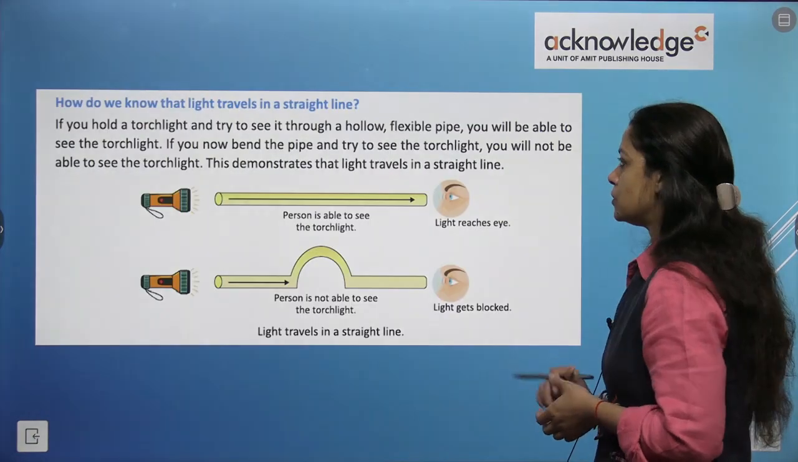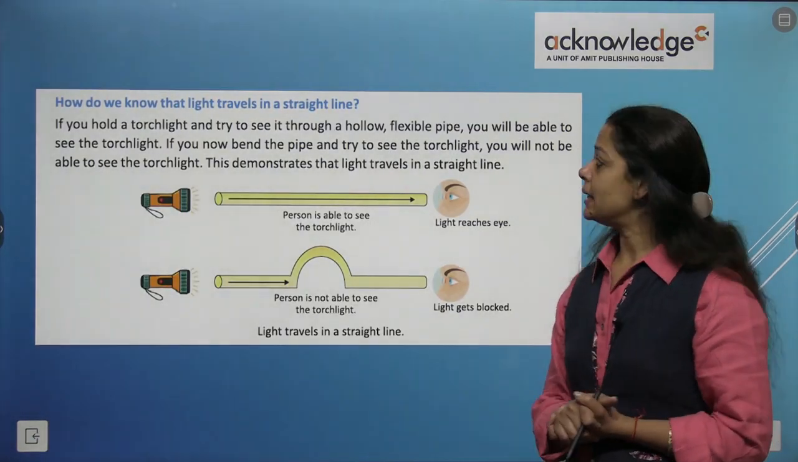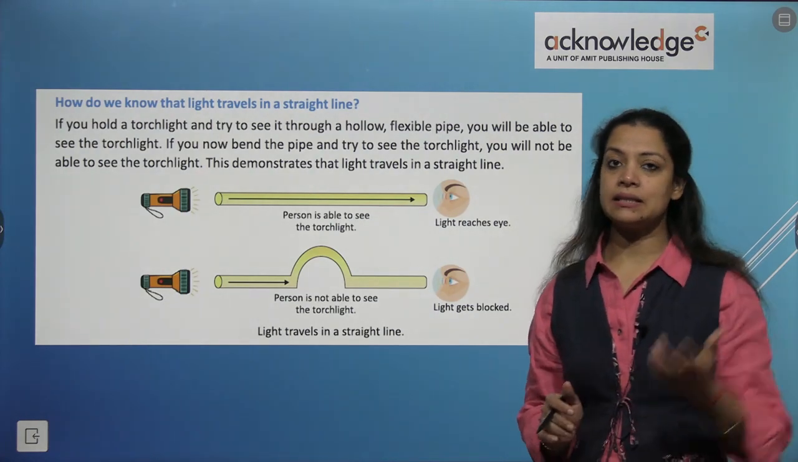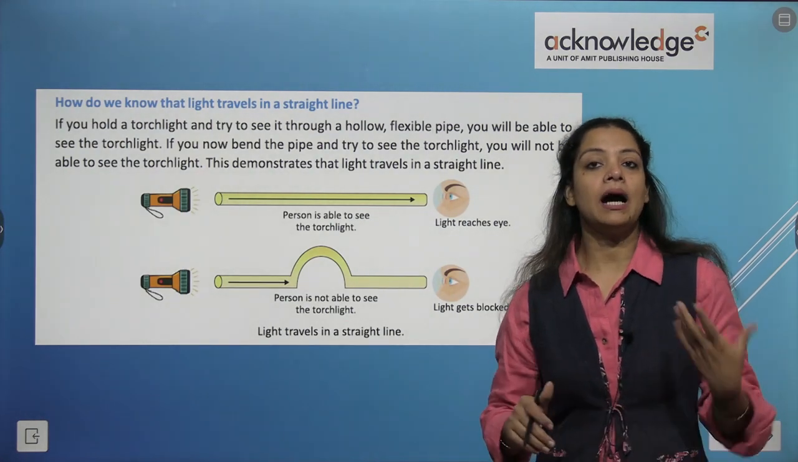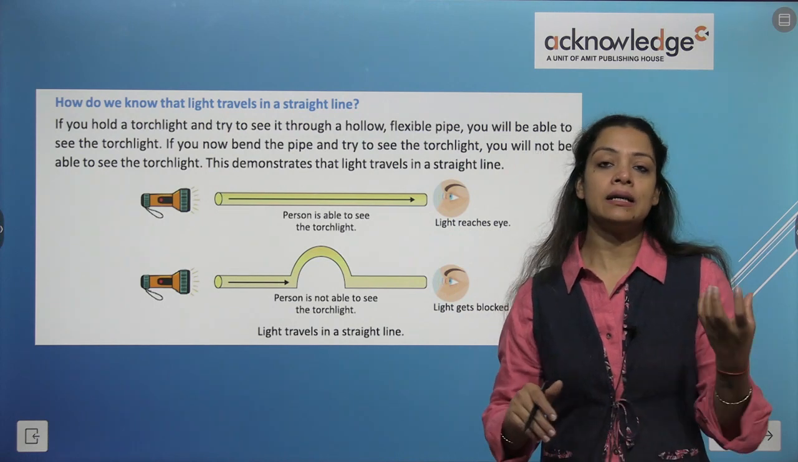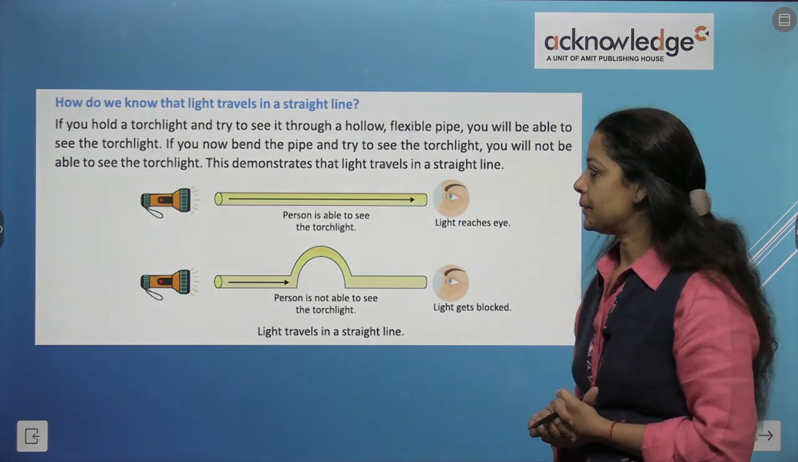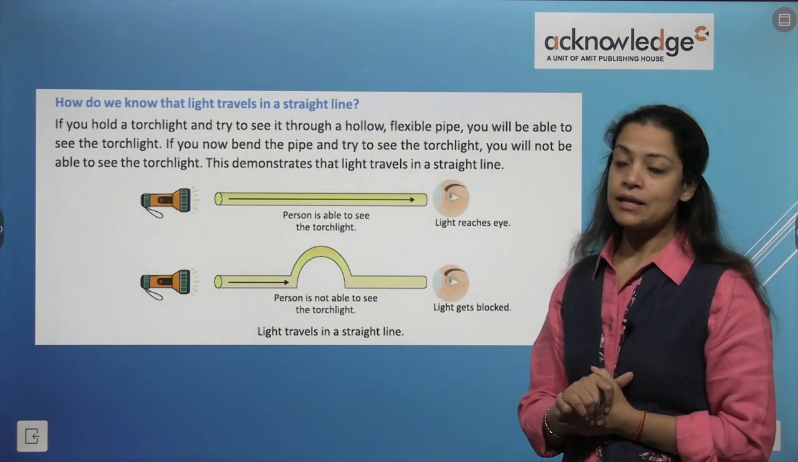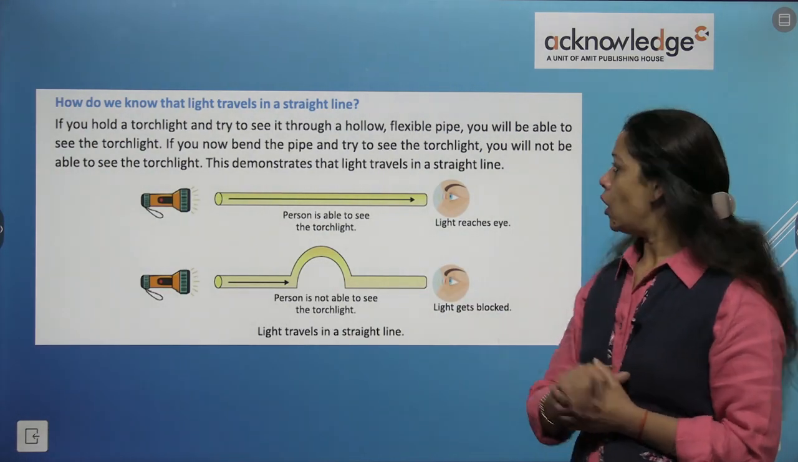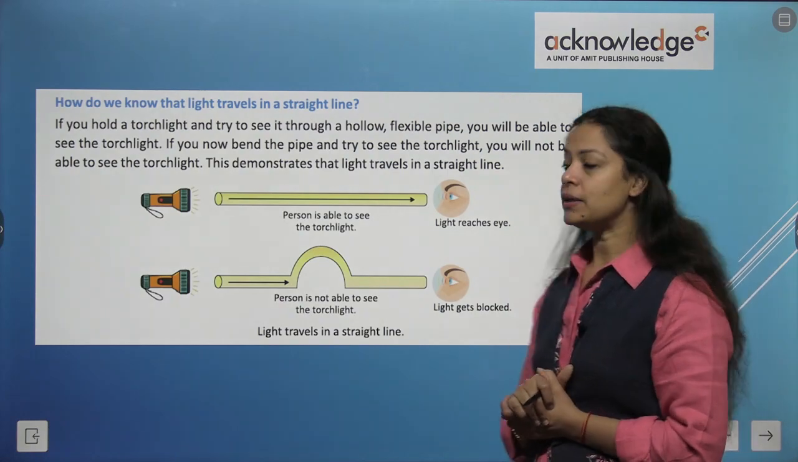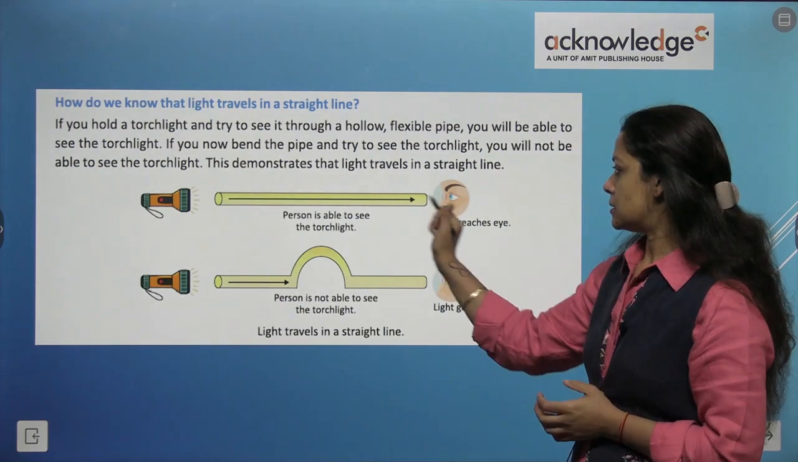Now, moving on to next, how do we know that light travels in a straight line? अब मैंने आपसे कह दिया कि light travels in straight line, but how am I going to prove this? और या ये क्या fact है इसके पीछे that light does travel in straight line? If you hold a torchlight and try to see it through a hollow, flexible pipe, you will be able to see the torchlight like this.